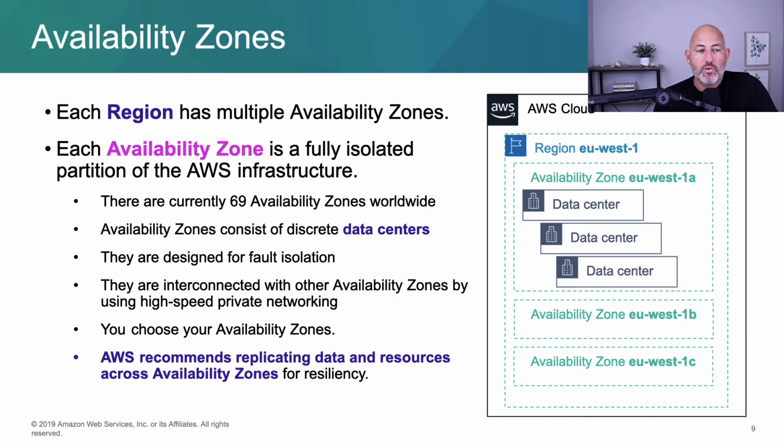As I mentioned before, a region has multiple AZs, or availability zones, and an availability zone is actually a fully isolated part of AWS. There are 69 of these AZs available, and they consist of discrete data centers. They're designed to be fault tolerant. They're interconnected, and you can choose your own availability zones. And Amazon does recommend replicating the data and resources across AZs.